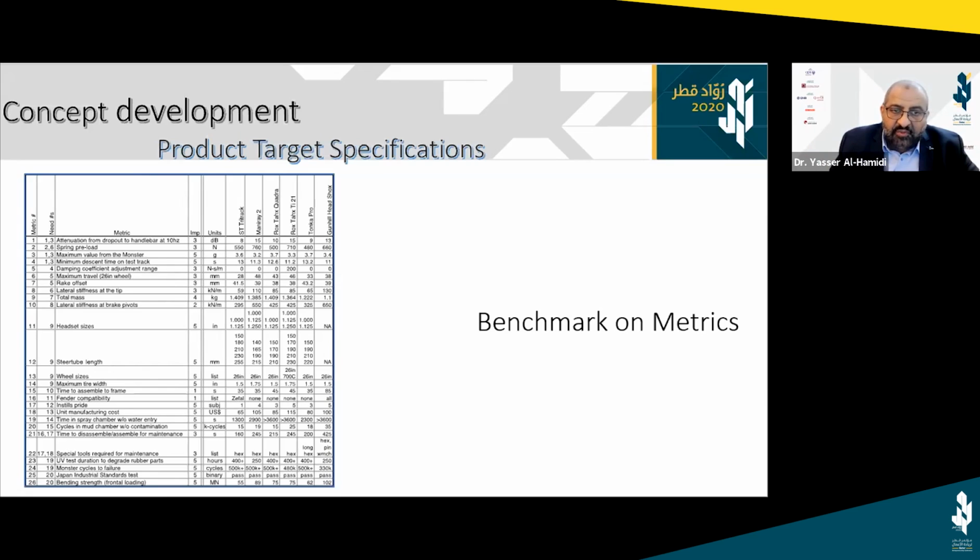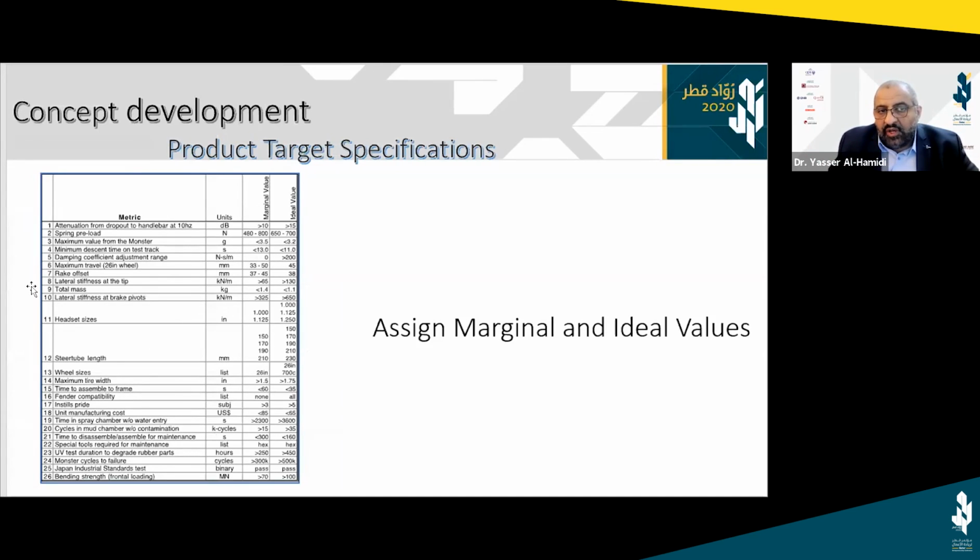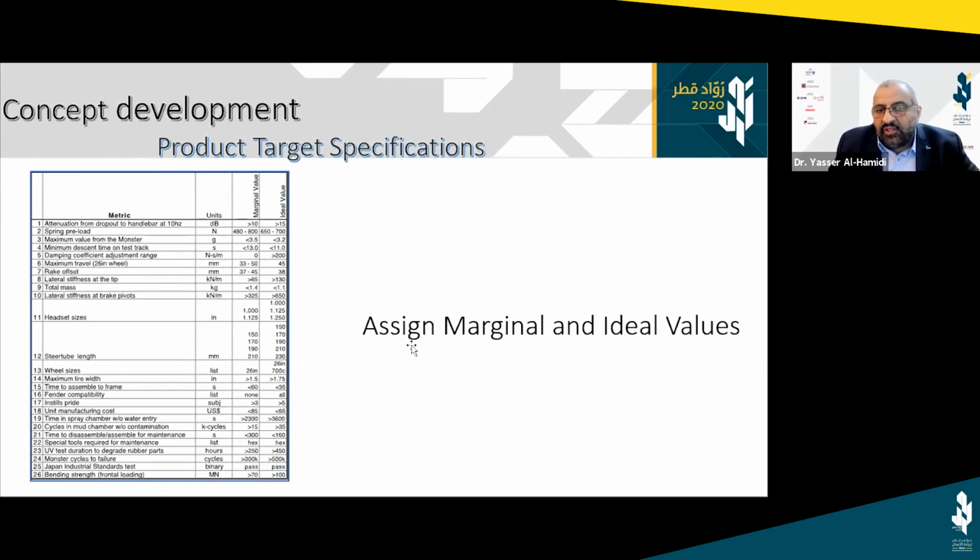So after you do the benchmarking, you go back to your product and you assign ideal values for your metrics and then marginally acceptable values. These decisions again are facilitated by what I just showed you, the benchmarking of similar products.